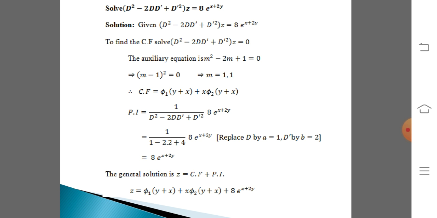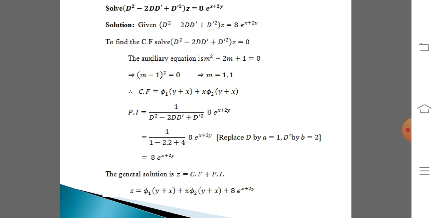If you compare this with e power ax plus by, you get a equal to 1 and b equal to 2. Therefore, according to that rule, we have to replace D by a, which is equal to 1, and D dash by b, which is equal to 2. So you put D equal to 1 and D dash equal to 2, you get PI equal to 1 by 1 into 8 e power x plus 2y, which is nothing but 8 e power x plus 2y. This is the particular integral.